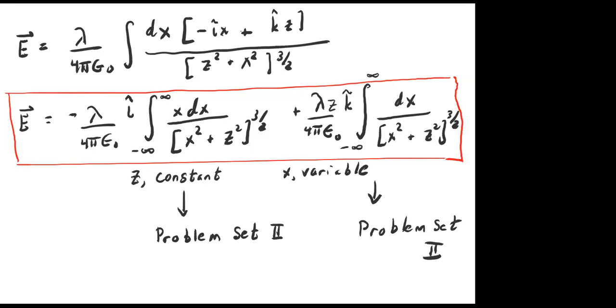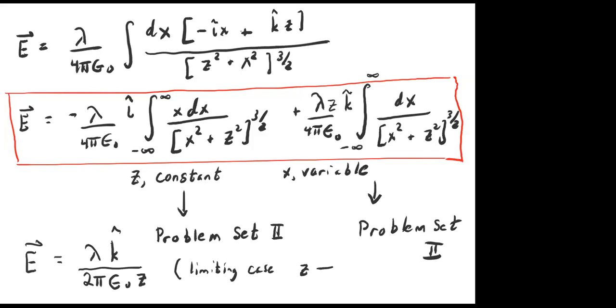So I am not going to, in lecture, evaluate these integrals. I gave that to you as a problem set exercise. So I'll tell you the answer. It's lambda times k hat over 2 pi epsilon naught z. And again, look at your limiting case. As you go far away from the wire, which has zero thickness, I know it's not a real system, but it's a model. So just be patient. You could make the model more complicated, an actual wire of a cylinder of a certain radius, but that's more complicated and doesn't serve our purposes at the moment. So as z goes to infinity, you would expect the electric field to vanish.